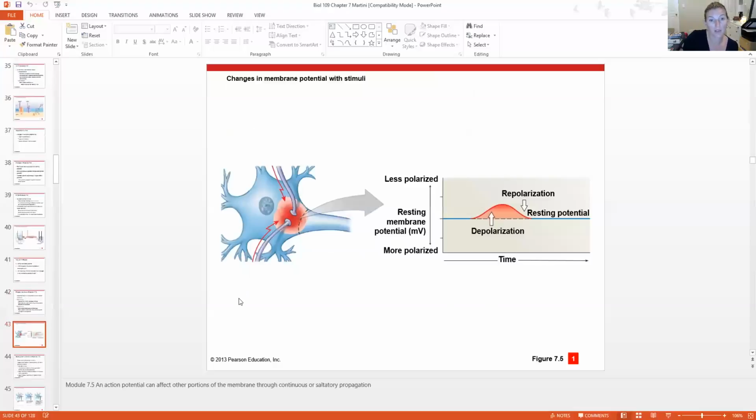Here's what happens, right? These axons are coming in, communicating to our cell, releasing a neurotransmitter like ACh. Our sodium channels open, this depolarization that you see, and then once it reaches a certain level, those sodium channels close, potassium channels open, potassium leaves the cell, and our cell repolarizes and goes back to normal.